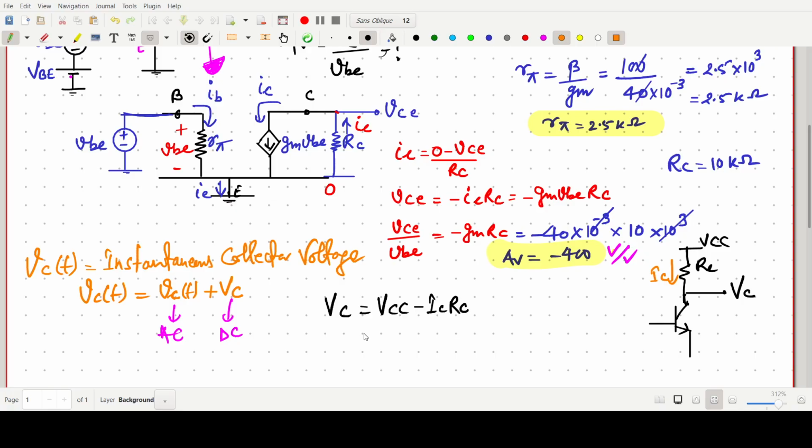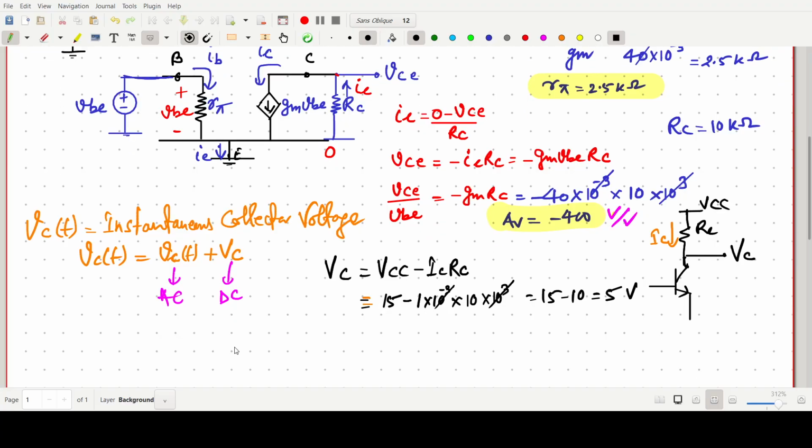VCC is known to us, 15 volt, minus IC, which is 1 milliampere, so 1 into 10 to the power minus 3, and RC is 10 kilo. So 15 minus 10 means 5 volt. 5 volt DC. VC is now calculated.